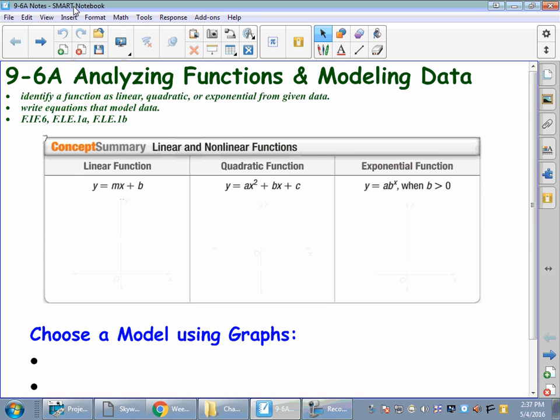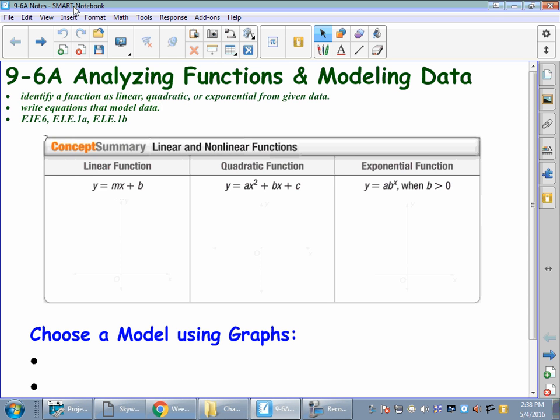These are your 9-6A notes, analyzing functions and modeling data. We have reached the point in Algebra 1 where we have finished studying all three of the major functions that we want to introduce to you as Algebra 1 students.